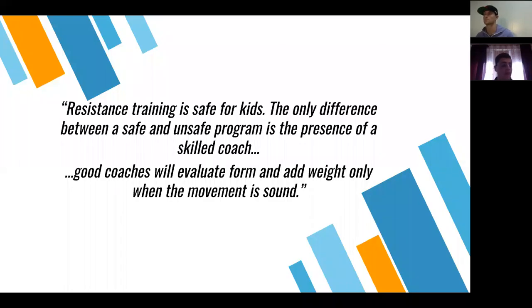Yeah, I mean, the only difference between a safe and an unsafe program is the presence of a skilled teacher or coach. So we'll discuss this in more detail in the next section. But as a fundamental ground rule, correct form should always come first before the addition of any load, speed or intensity. And again, it just brings us back to that pyramid that we were talking about earlier.